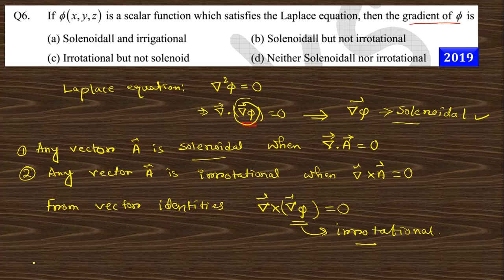Okay, so grad phi is solenoidal as well as irrotational. So our answer is solenoidal and irrotational. Okay, so our answer is A.